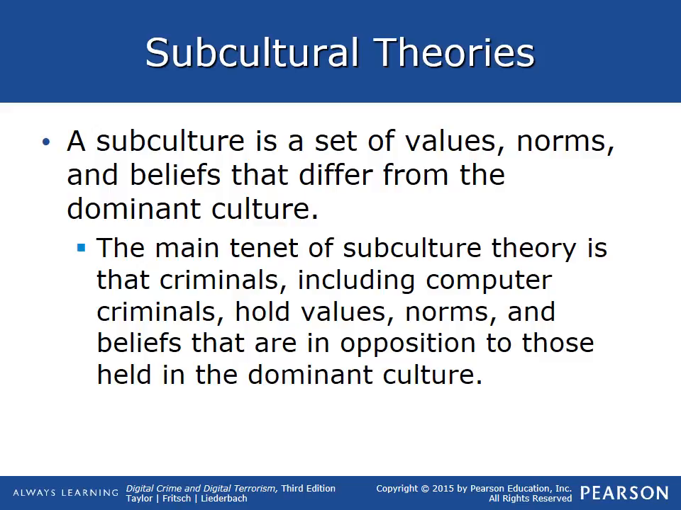Subculture, or set of values, norms, and beliefs that differ from the dominant culture. The main tenet of the subculture theory is that criminals, including computer criminals, hold values, norms, and beliefs that are in opposition to those held in the dominant culture. You've got one classic example of this, and you're looking at the Anonymous group. Anonymous is an organization that has a different set of values and beliefs. They do not tie themselves to any nation, party, any real affiliation other than Anonymous. They have their own thoughts, they have their own mindset, and they will go after people based on what their beliefs are, or what they think should happen. And they aren't worried so much about what the laws say.